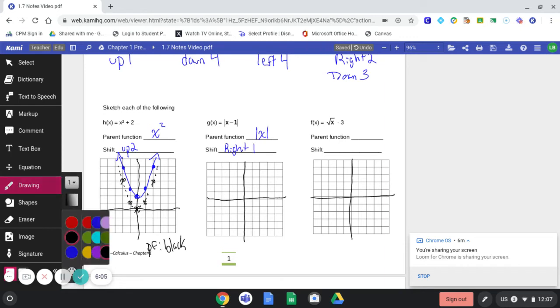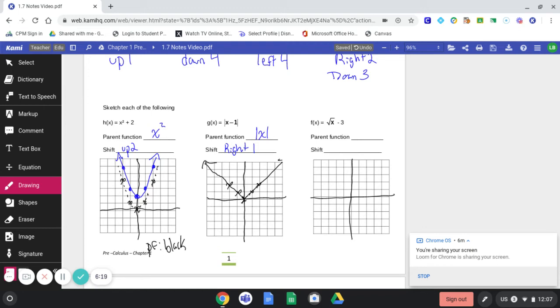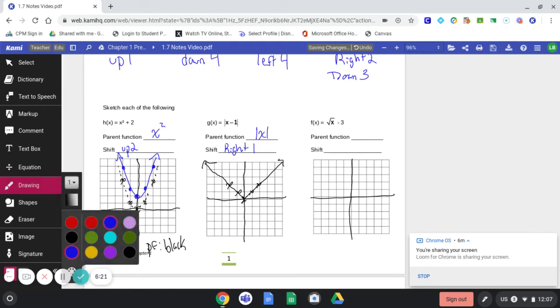So again, I'm going to draw my parent function in black. You should know what the absolute value of x looks like. We've got 0, 0, 1, 1, and 2, 2. And that gets reflected over. You will not have to draw the parent function for every single one. I'm just doing that for your notes so you can get the hang of it.